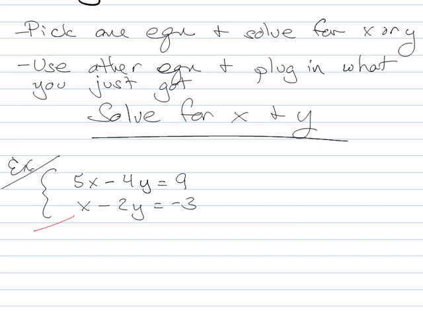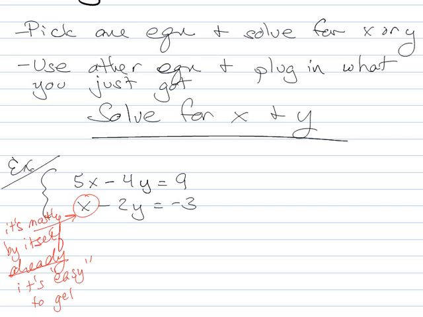Well, hopefully you're thinking, I'm going to go for this one. I'm going to pick this one. It's basically by itself already. It's easy to get to. I'm going to put that in quotes because nothing's ever easy, but it's reasonably easy to get to. Okay, so what we're going to do is take this x minus 2y equals negative 3. We're going to solve for x, so that means x is 2y minus 3.